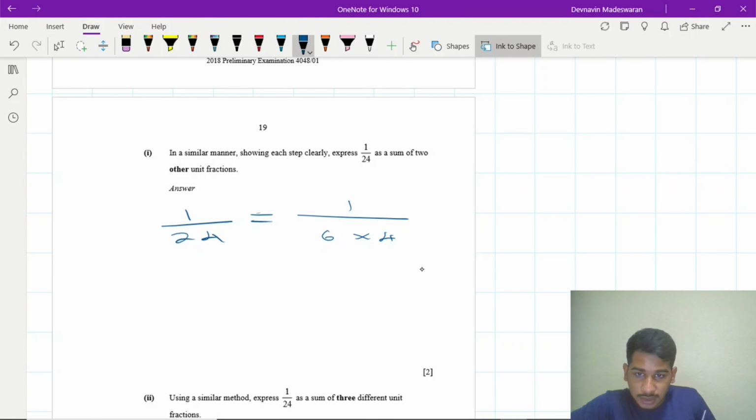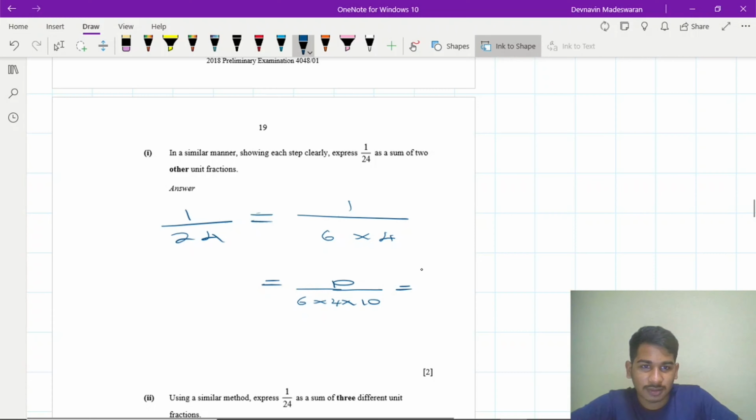And then what's going to happen? We're going to have 6 times 4. Then what is 6 plus 4? 10. So 6 times 4 times 10, and then we have to multiply by 10, right? Because both sides 10. And then what happens? We need to split it into 6 and 4.